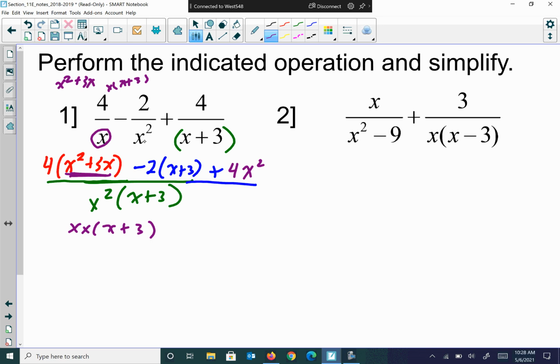And then the minus, I already had the x squared, so I just had to deal with the x plus 3 on the next one. And then the last one, I already had the x plus 3, so I had to take care of the x squared.